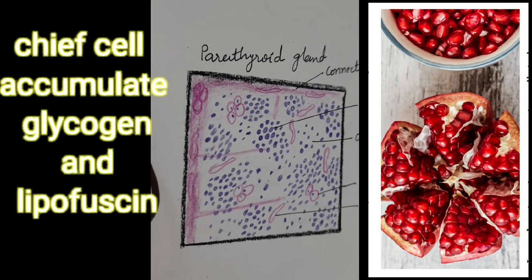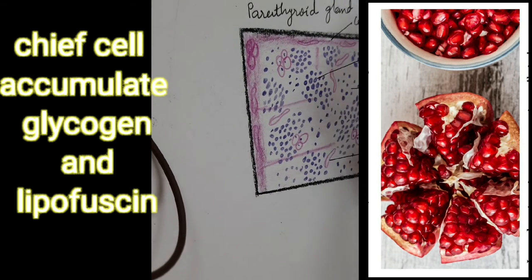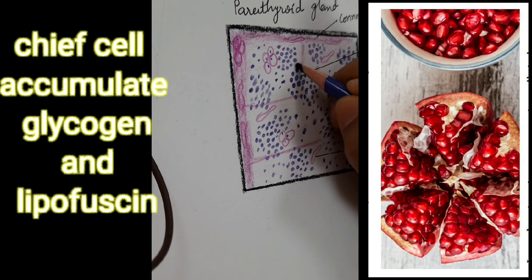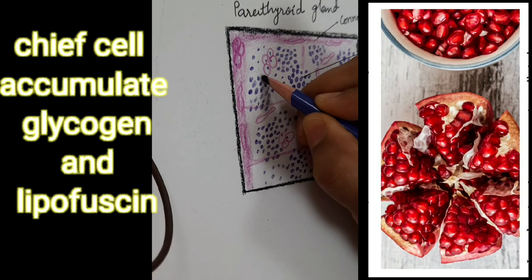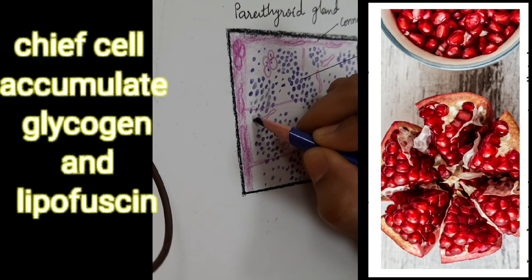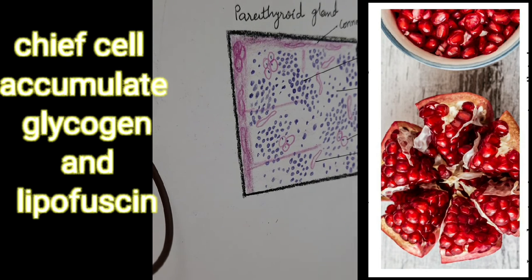Cells accumulate glycogen and lipofuscin. Depending on the quantity of accumulation, they are divided into light cells, dark cells and clear cells.